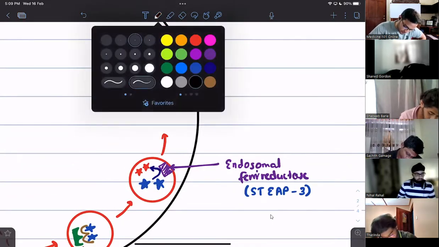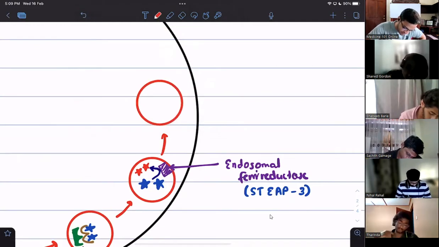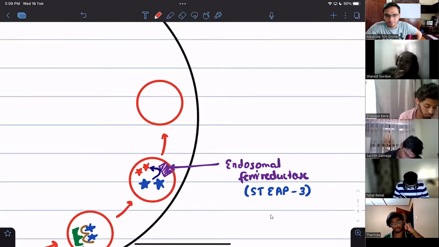Tell me, in the GIT, once the ferrireductase worked, what channel did the GIT use to transport the newly reduced iron, the ferrous form? What did we use?